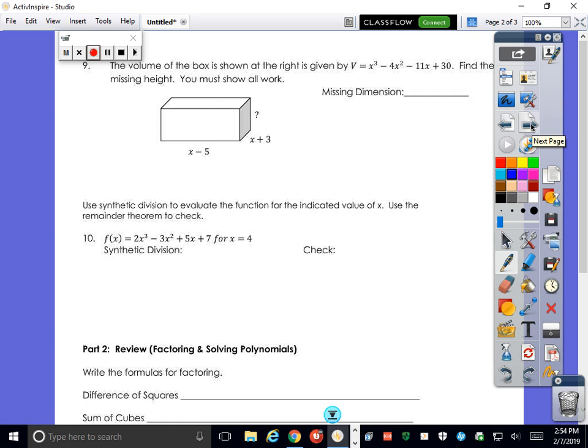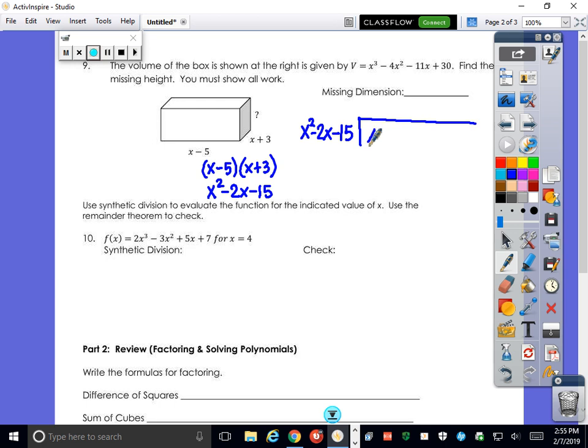Okay, number 9. In number 9, we have to multiply these two together in order to get what the two terms we do have are equal to. When we multiply that, we end up getting x squared minus 2x minus 15. Now we have to take that, and we have to take the volume and divide it by that. So that becomes my divisor, and the volume is my dividend. The volume goes inside the bar.